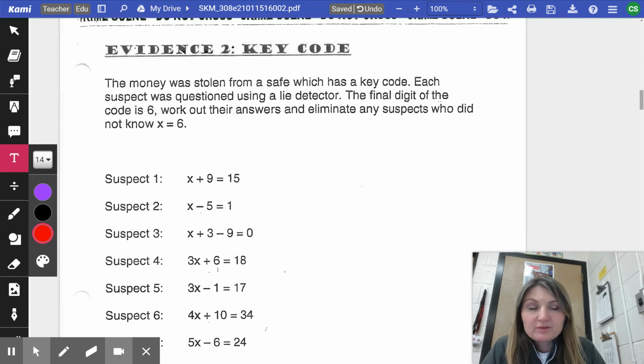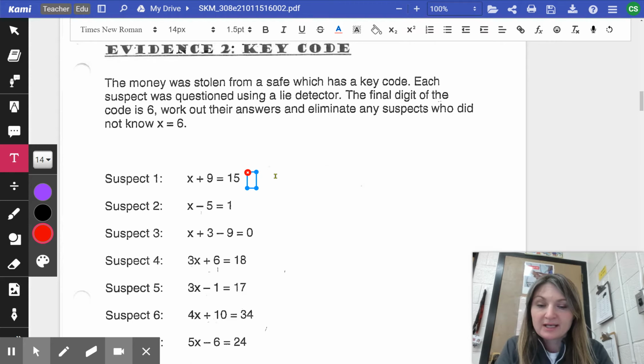Evidence 2. So maybe evidence 1 eliminated a few suspects. We still have a few guilty parties or a few that we don't know. Key code. The money was stolen from a safe that has a key code. Each suspect was questioned using a lie detector. The final digit of the code is 6. Work out these answers and eliminate any suspects who did not know X equals 6.